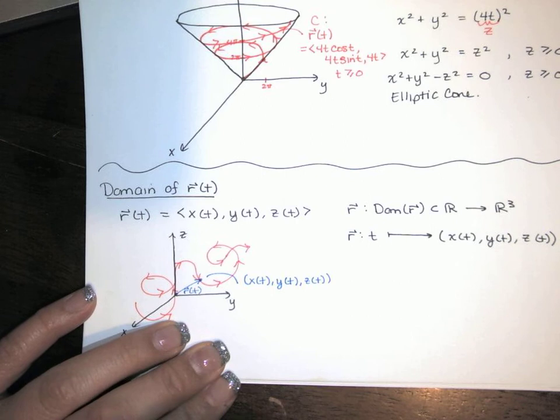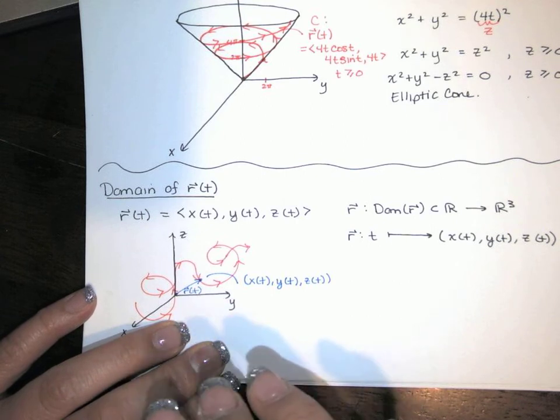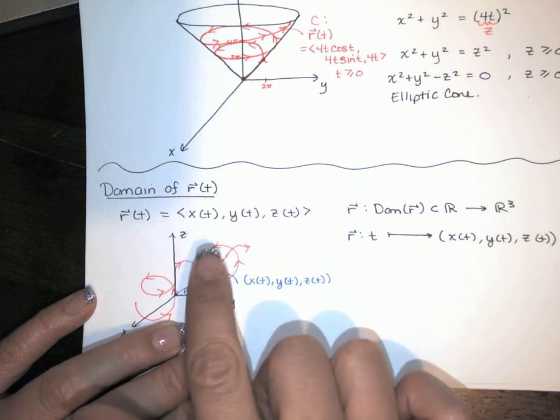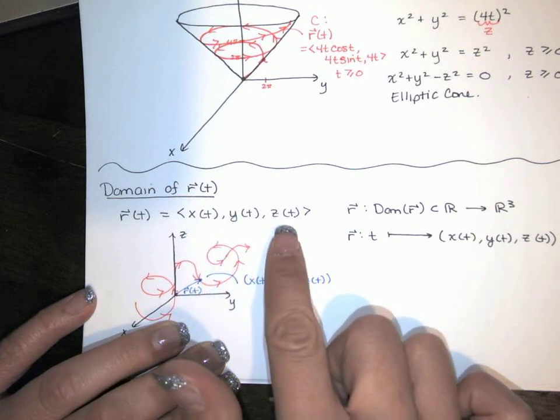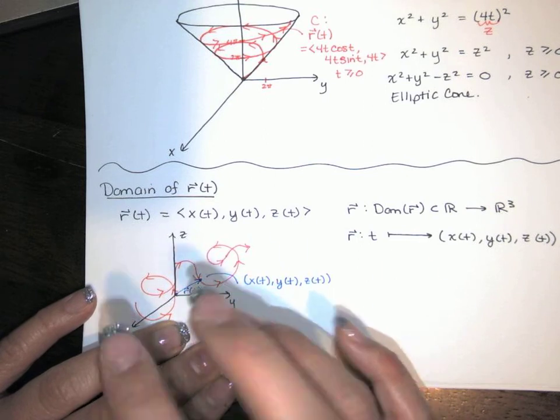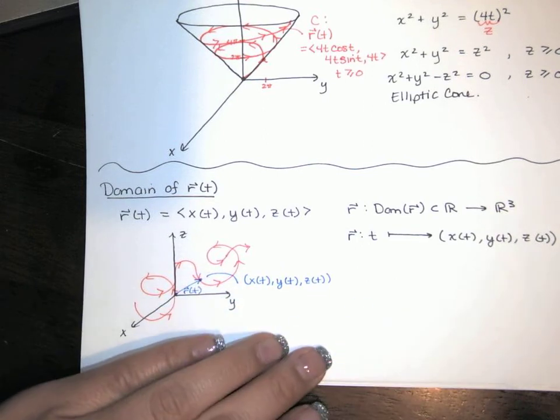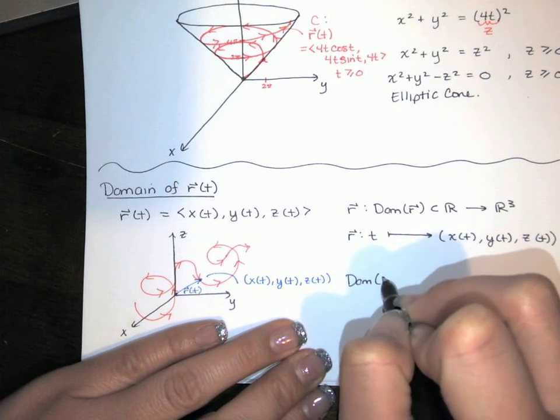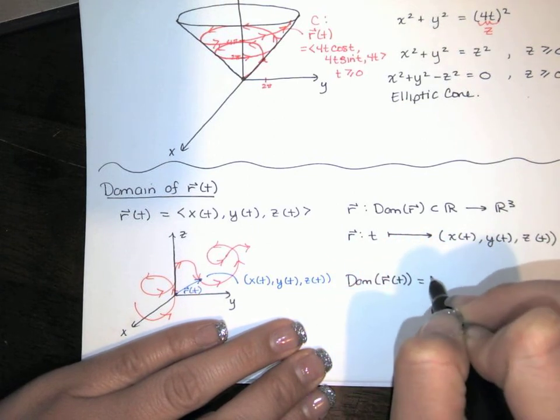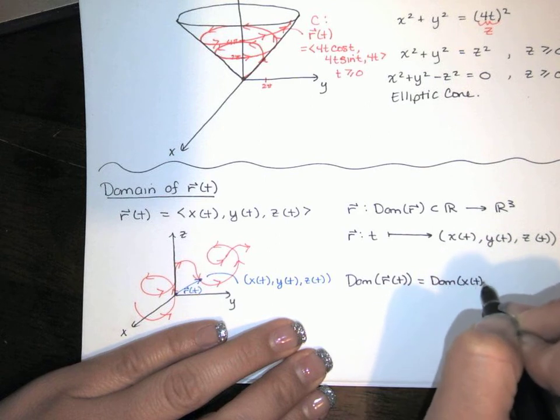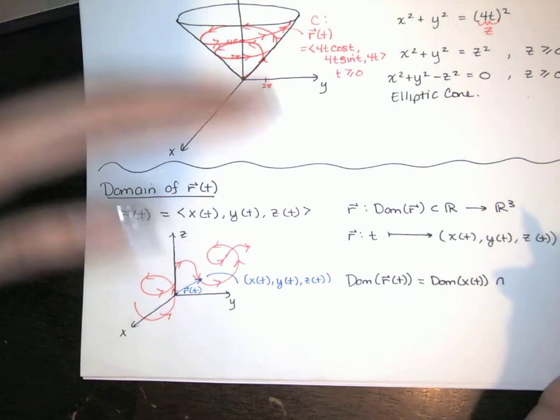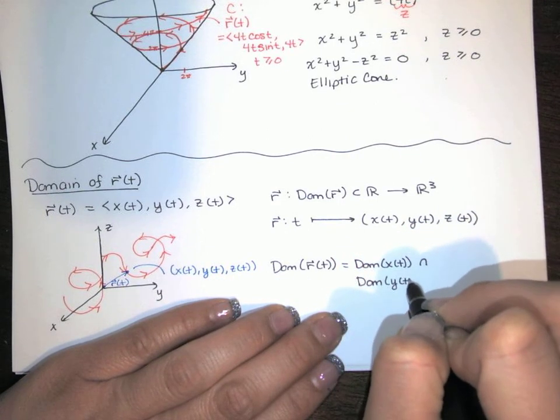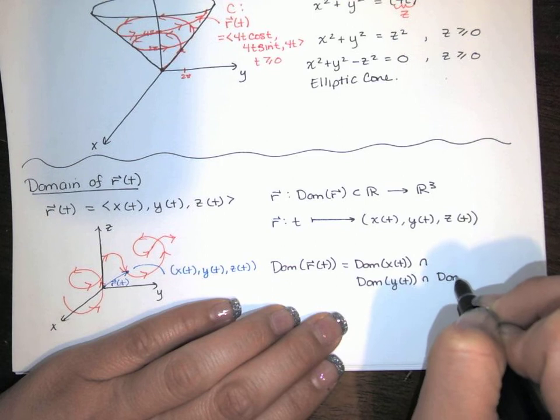And you might remember this idea of three sets, or three intervals overlapping. If I'm talking about where the domain of this function and the domain of this function and the domain of this function overlap, that's called the intersection of those three domains. So we're just going to say the domain of r of t is the domain of x of t, intersected, that's represented by that upside down u, with the domain of y of t, intersected with the domain of z of t.